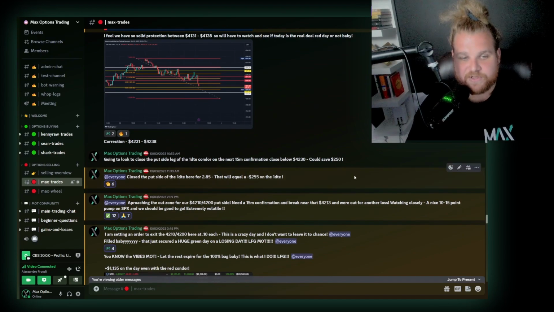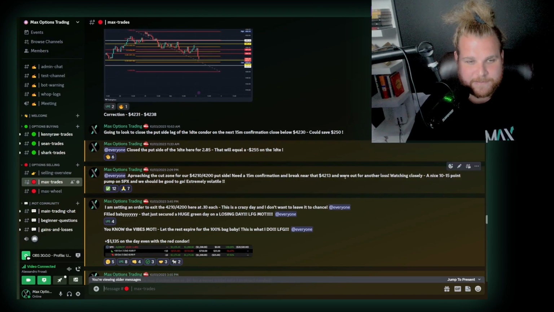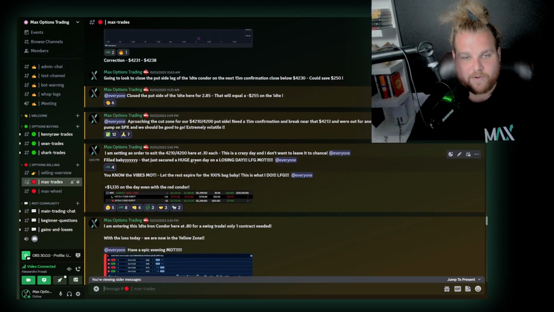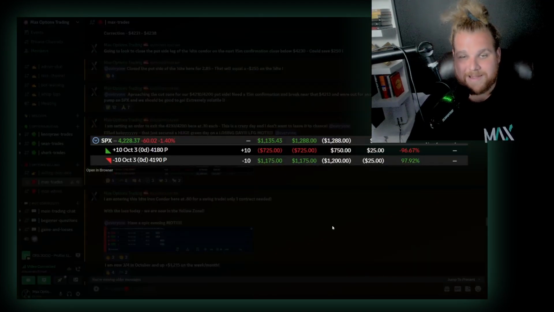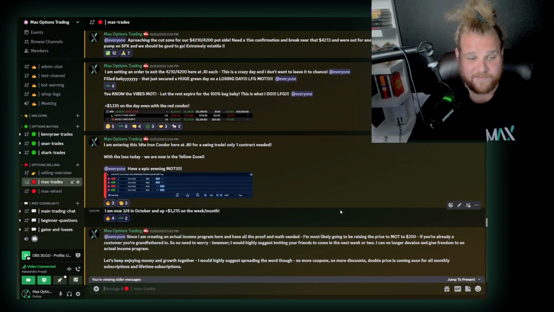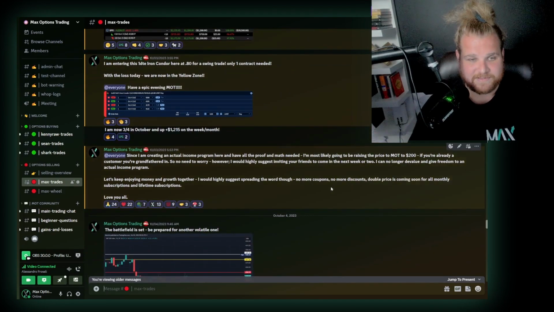Looks like we took a loss on the one DTE. Approaching the cut zone for the 15-minute confirmation, setting an exit for the zero DTE and the Condor. We wind up finishing $1,100 on the day, but just looking at a quick glance, that was a rough day that I was probably very stressed. I'm creating an actual income program here.